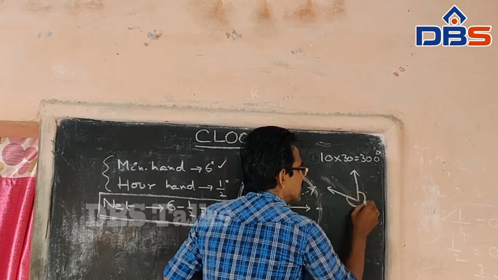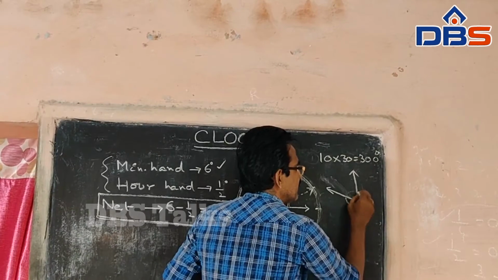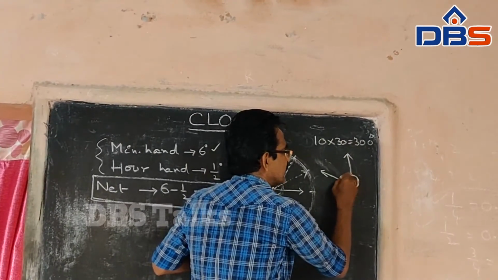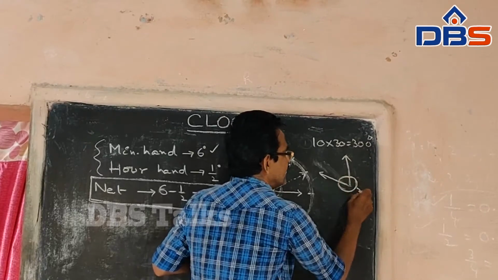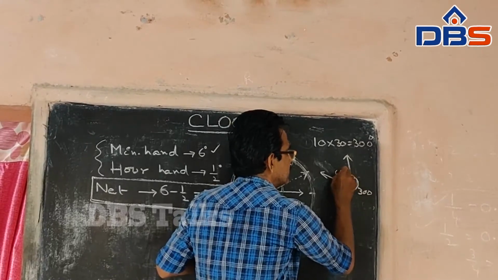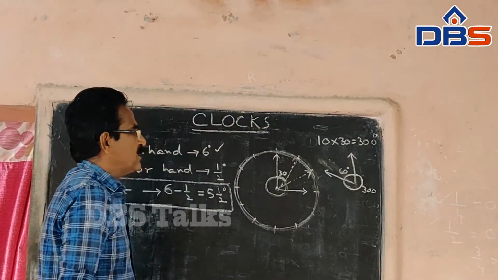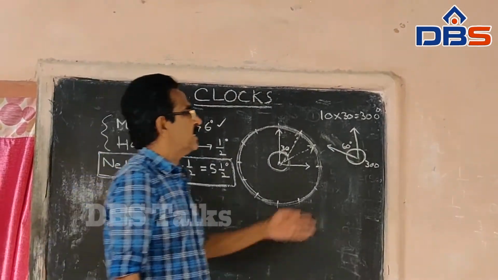The total is 360. This is 300, and this is 360 minus 300, which is 60. So how do you write your answer? It is like this.